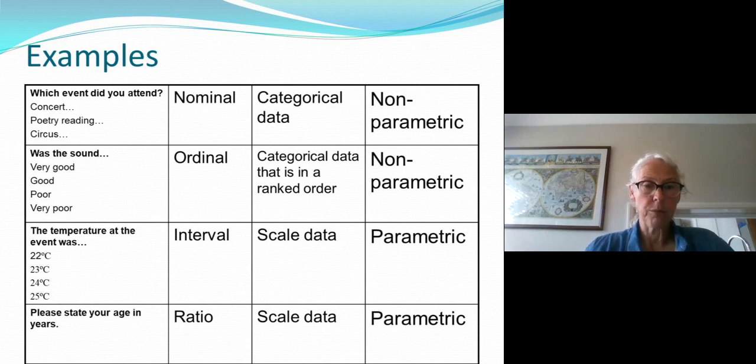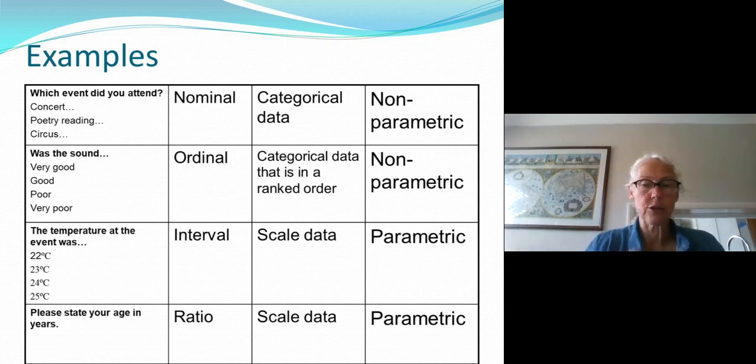And then you probably wouldn't ask a question on this, but you might measure for some reason the temperature at the event, and you've got a temperature in degrees centigrade. And this would give you interval data. This is scale data and would normally be parametric. And then if you ask people to state their age in years, this would give us ratio data and also all scale data in SPSS, and it's parametric.